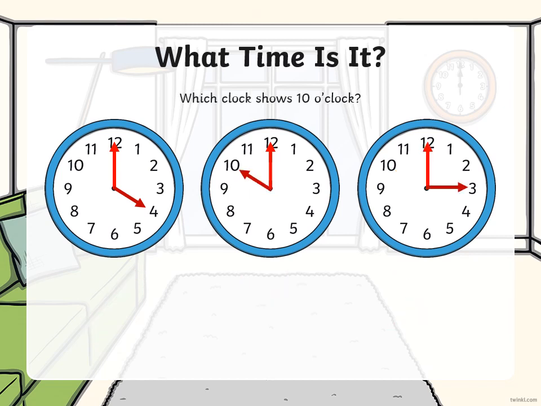Which clock shows 10 o'clock? I hope you said the middle one. If you did, you're correct. The first one says 4 o'clock and the last one says 3 o'clock.